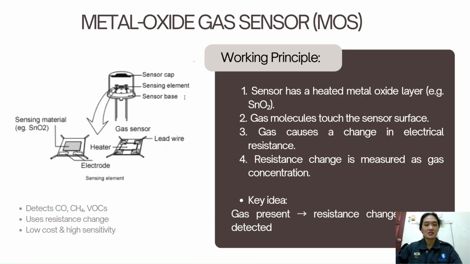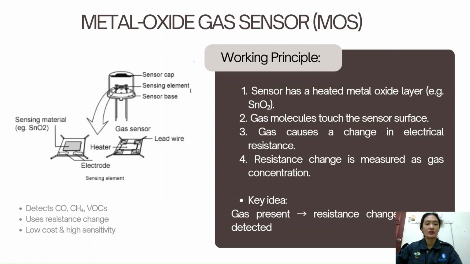Metal oxide gas sensors, also known as MOS sensors, are commonly used to detect gases such as carbon monoxide, methane, and volatile organic compounds. These sensors are popular due to their low cost, high sensitivity, and compact size. However, metal oxide sensors generally have lower selectivity compared to the NDIR sensor.